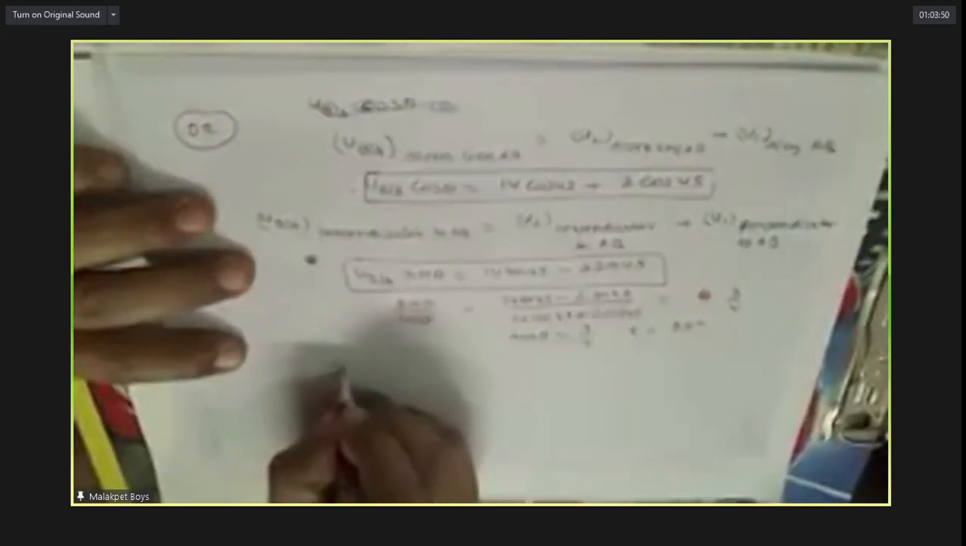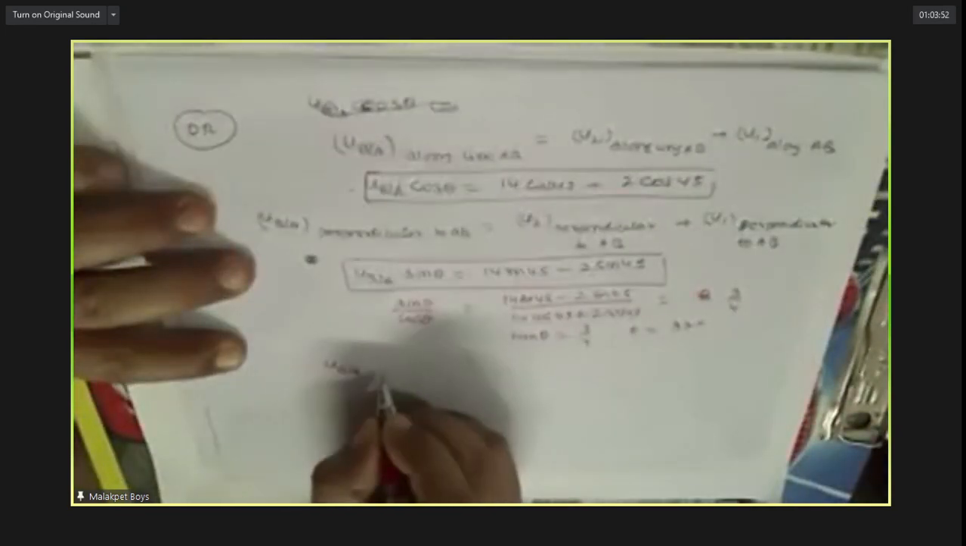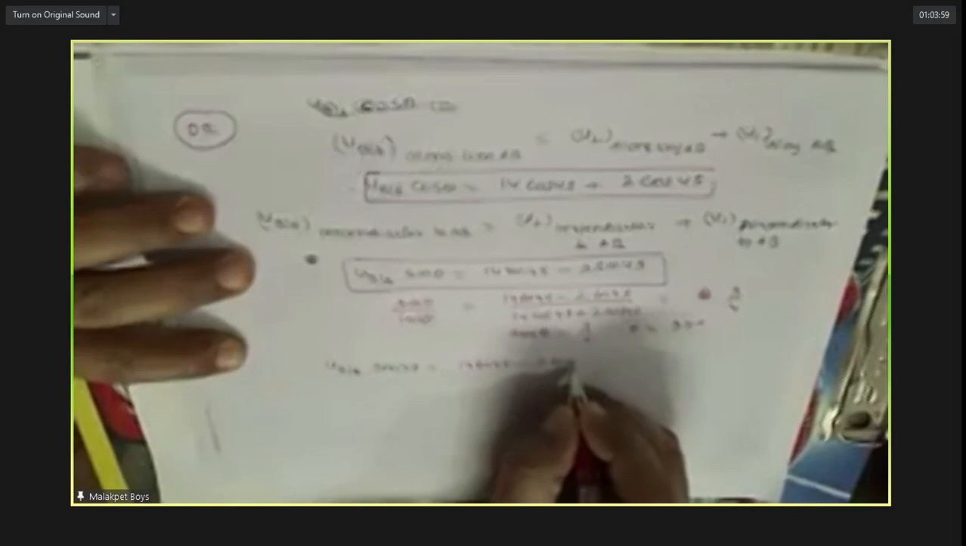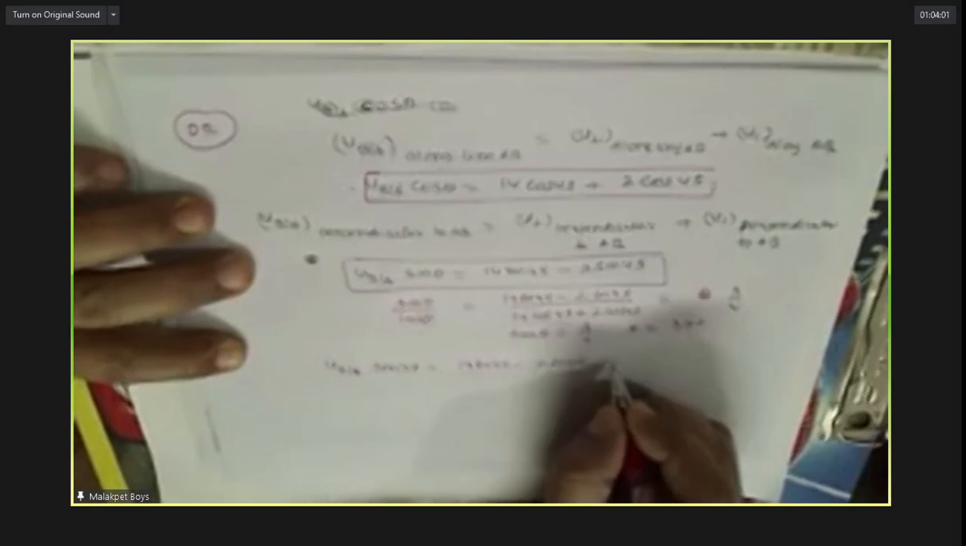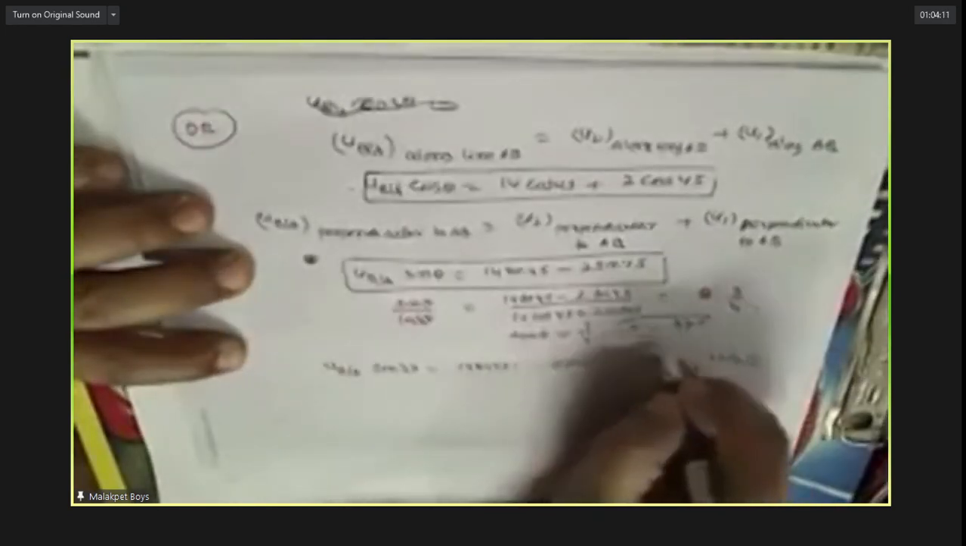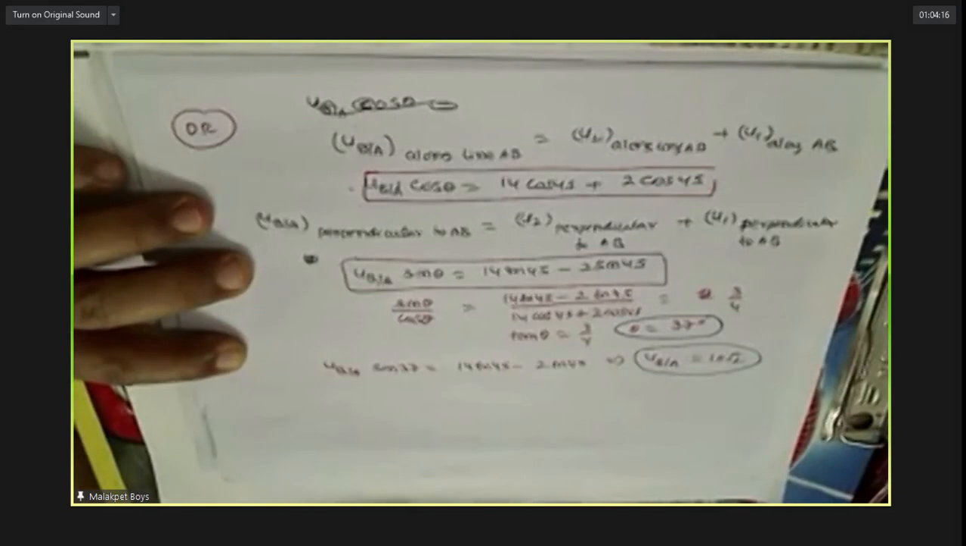Now substitute this again in any of the equations. This gives you UBA as 10 root 2. Okay. Thus you got angle theta. Understood this?